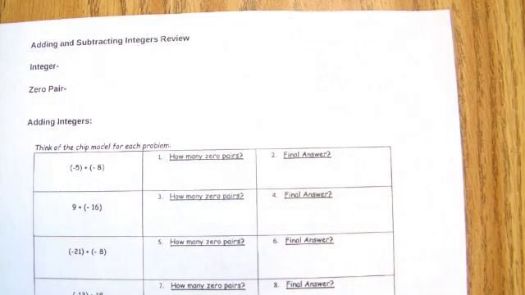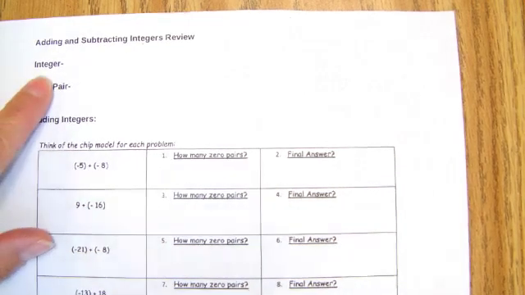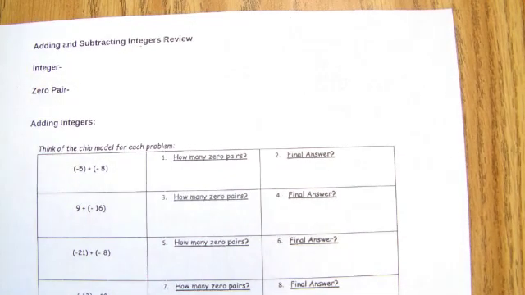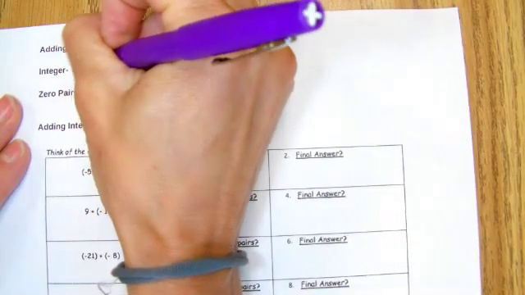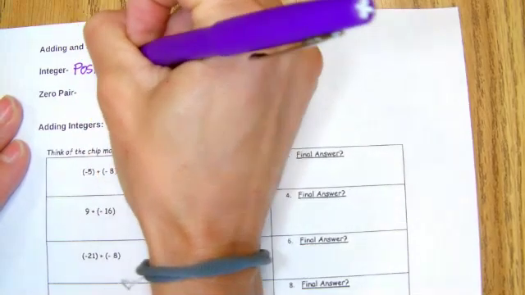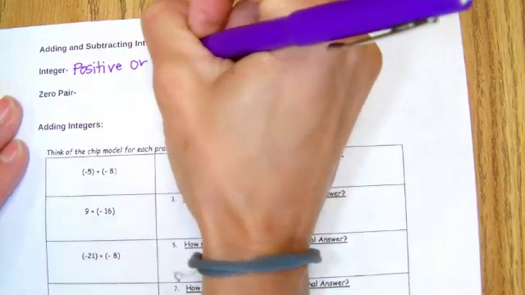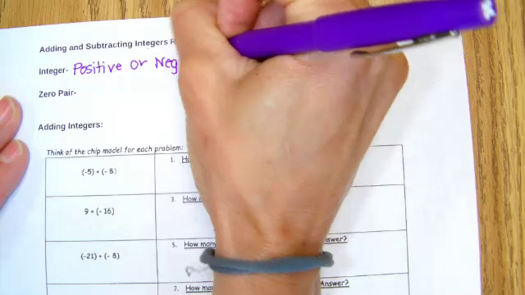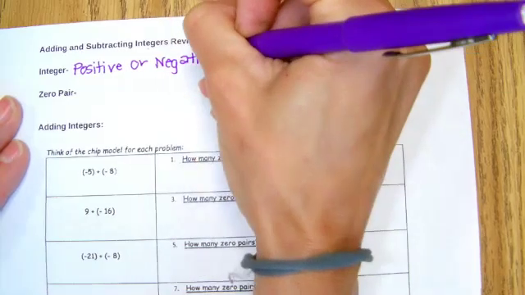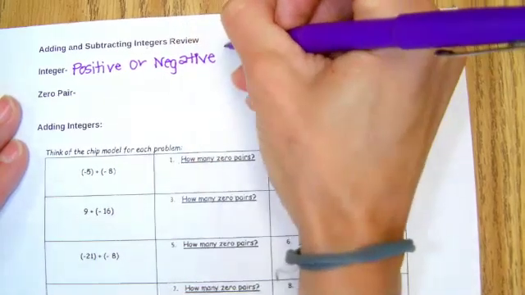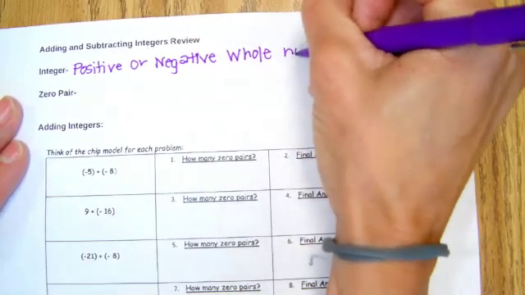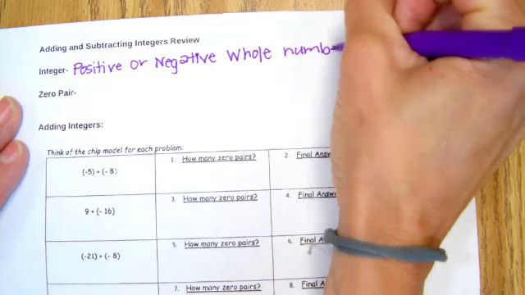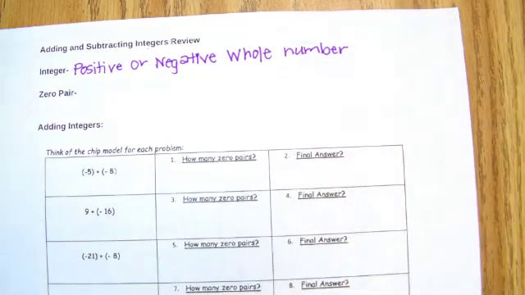So, you might remember this, but an integer is a positive or negative whole number. Okay, so any positive or negative whole number is an integer. You can't have fractions or decimals or anything like that. They've got to be whole numbers. Okay, so that's what an integer is, a positive or negative whole number.